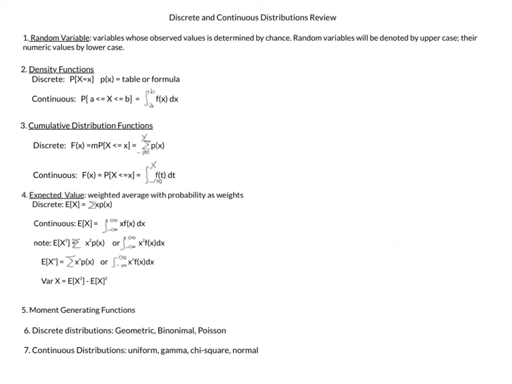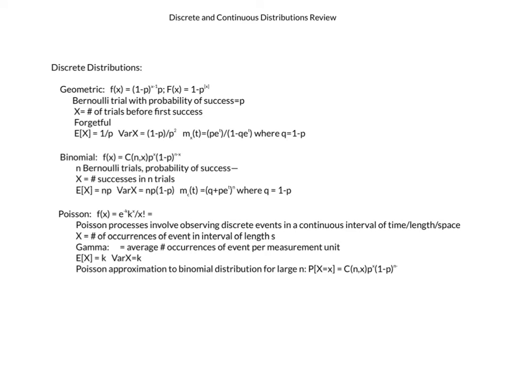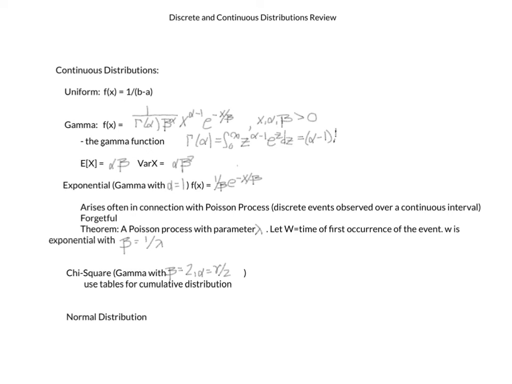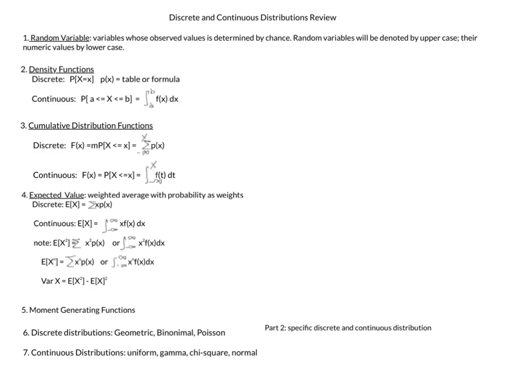Part 2 of this video is a totally separate video, and it goes over particular distributions for discrete and continuous distributions. For discrete distributions, we will look at geometric, binomial, and Poisson distributions. For continuous distributions, we will look at uniform, gamma, exponential, chi-square, and normal distribution. There is another short, pretty easy topic called Chebyshev inequalities. I have a separate video for that. For the remainder of this video, I will do a few more examples of the density, cumulative distribution, and expected value.